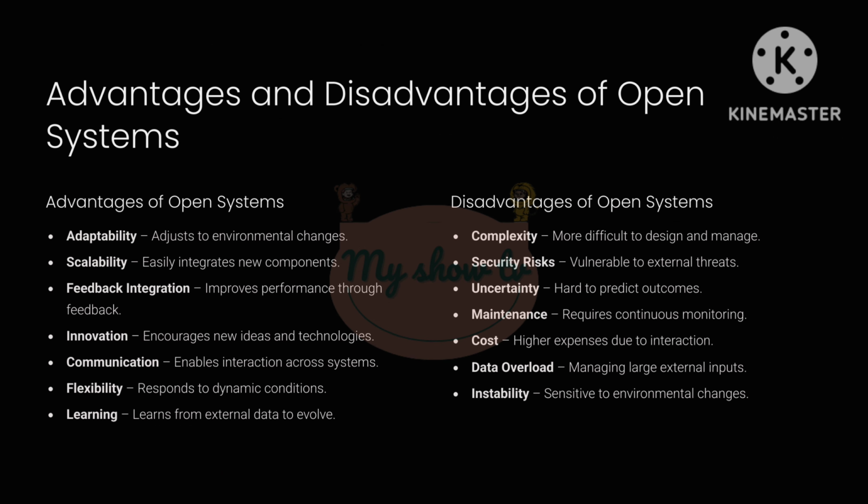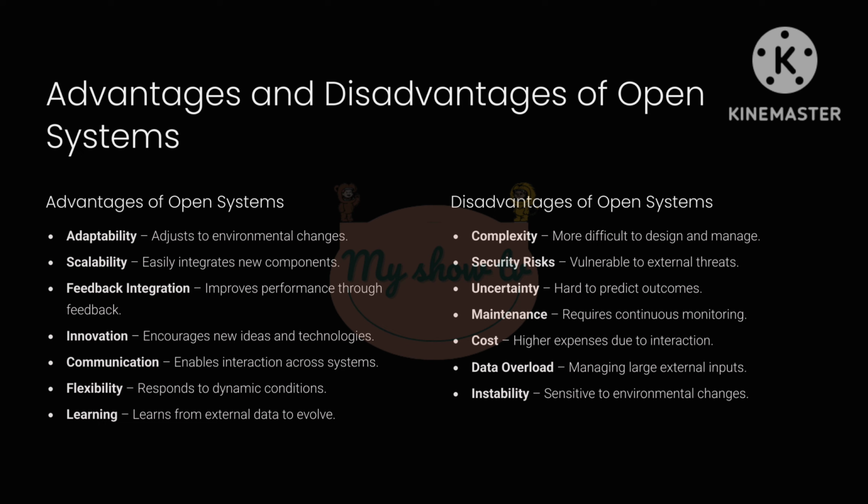Advantages and disadvantages of open systems. Advantages of open systems: flexibility. Open systems easily adapt to external changes. Scalability. They can expand to handle more data or users. Feedback integration. Open systems use input to improve performance. Innovation. They allow continuous improvement through external interaction. Real-time adjustment. They can respond immediately to new inputs. Information sharing. Open systems exchange data across networks. Environmental awareness. They monitor and react to external conditions.